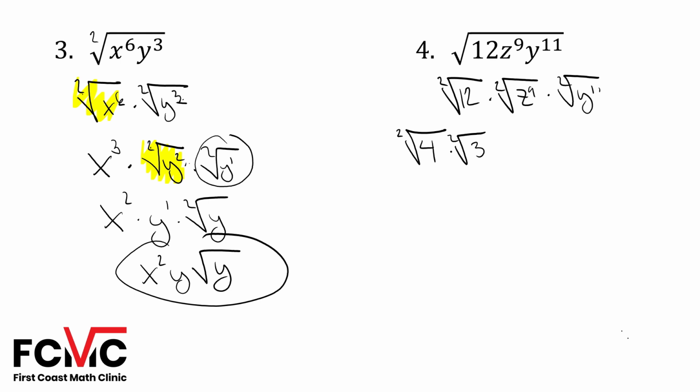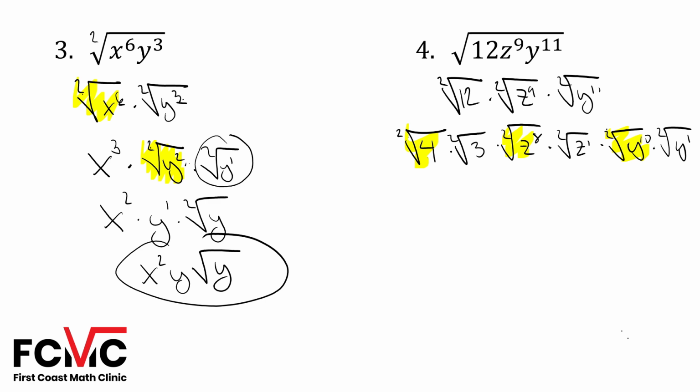Square root of z to the 9th, I can break that up into z to the 8th times square root of z to the 1st. And then y to the 11th, let's break that up into square root of y to the 10th times square root of y to the 1st. Now, everything that we can factor, or can take the square root of, let's do that. So our square root of 4, our square root of z to the 8th, and our square root of y to the 10th, we can take the square root of all of those.